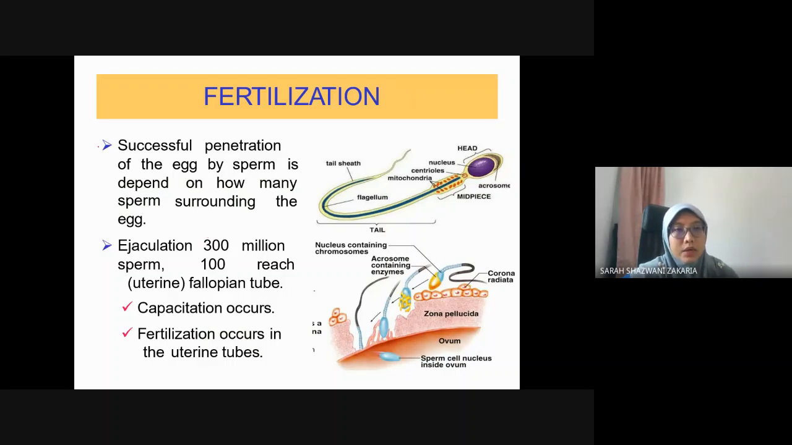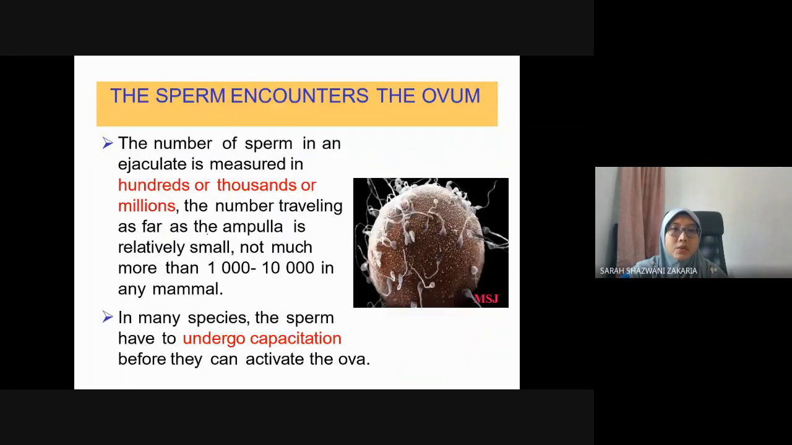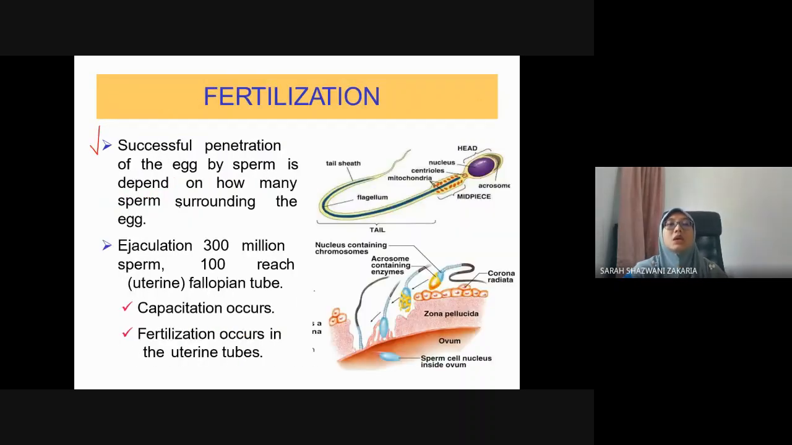This one I will discuss later. Capacitation occurs after ejaculation, between the tubes, the fallopian tube, the same. This slide here relates with these slides. In terms of numbers of sperm ejaculated, millions, hundreds of thousands of sperm are ejaculated into the female reproductive tract.